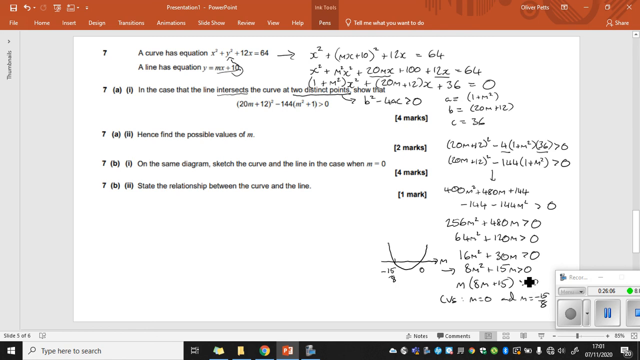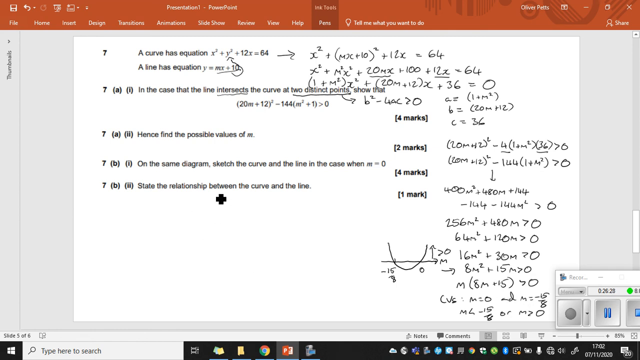I need my quadratic to be greater than 0, which is above the axis. That's my greater than 0 region. So I'm looking at m being less than minus 15 over 8, or m being greater than 0. So m has got to be in either of those two regions.